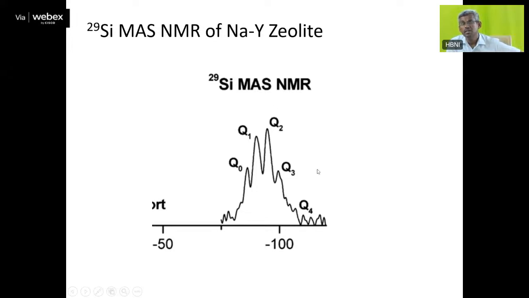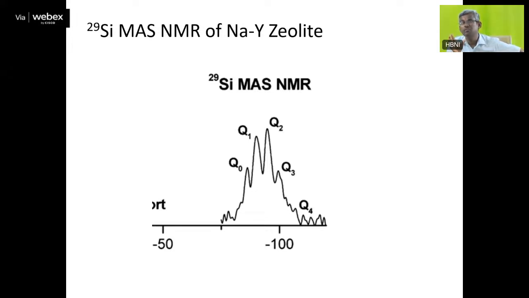Five different peaks correspond to silicon structural units having zero aluminium here, 1 aluminium here, 2 aluminium here, 3 aluminium here, and 4 aluminium. Of course, the 4 aluminium peak is not very clearly seen, but here all the silicon peaks are replaced by aluminium. Here it is 3, here it is 2, here it is 1, here it is 0. So of course you see a chemical shift change also.